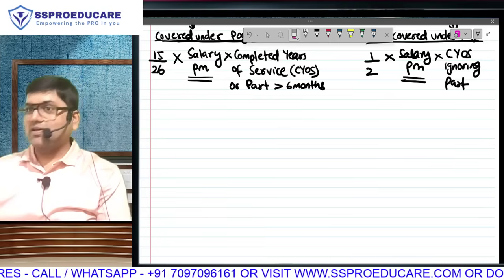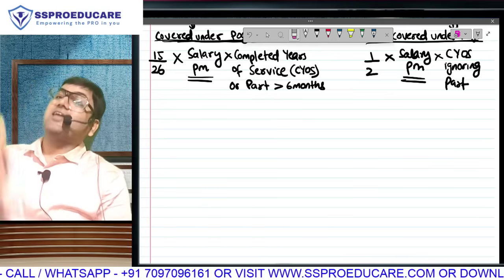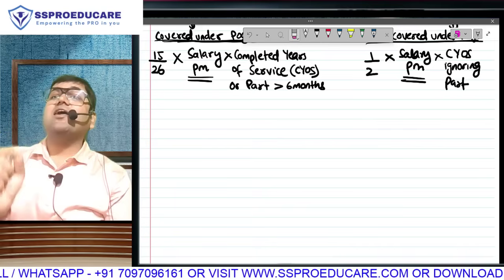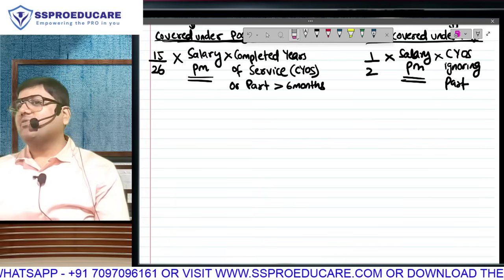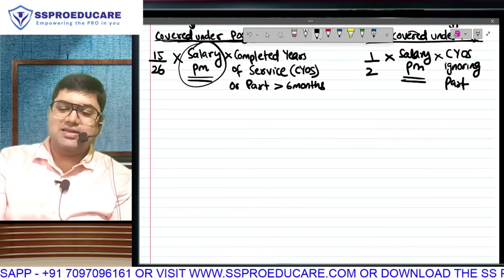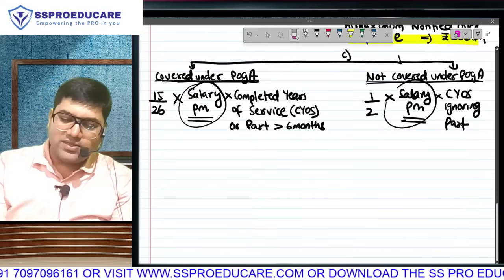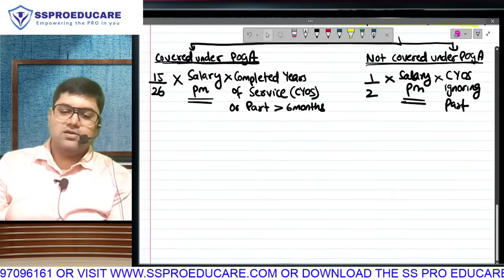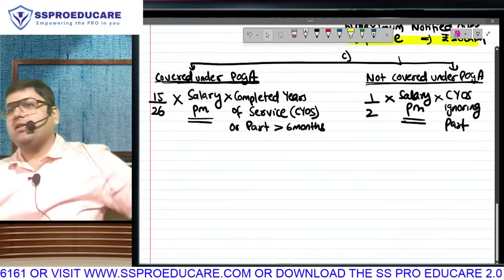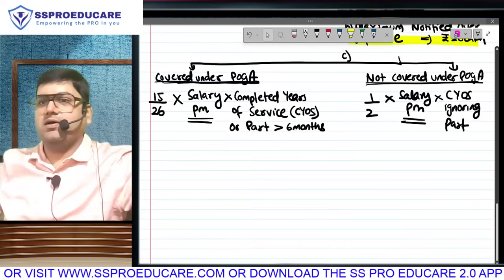Should I take only basic? Should I take allowances? Should I take everything with perquisites? What are the components of salary that will come in this monthly salary and in this monthly salary? While it is salary per month, still both calculations are different.